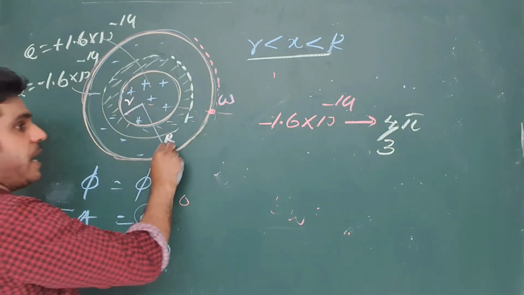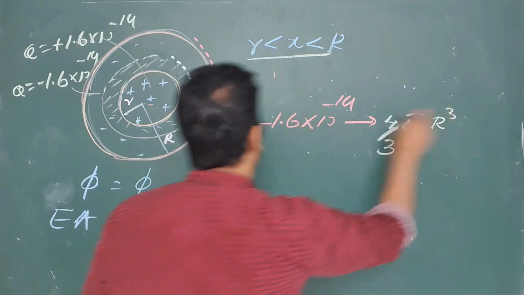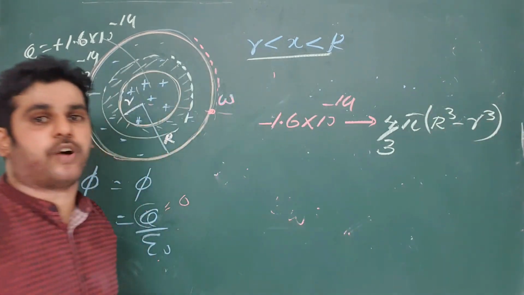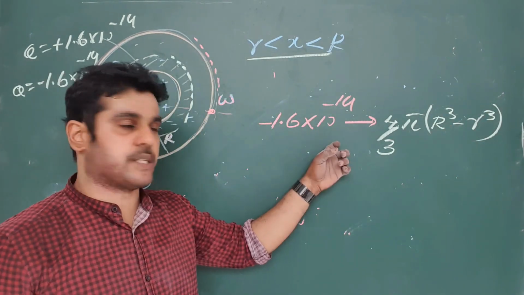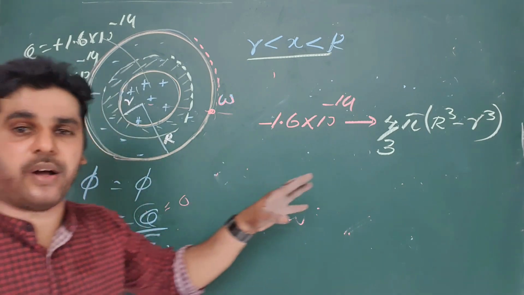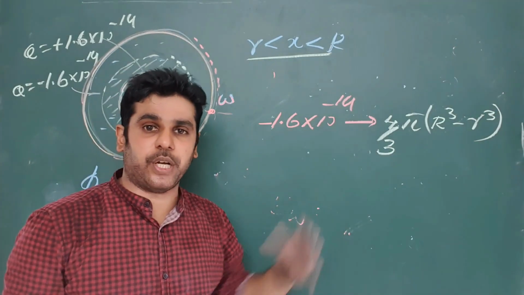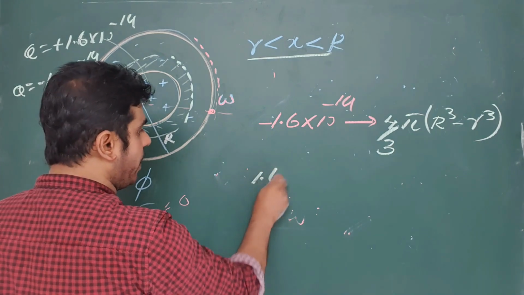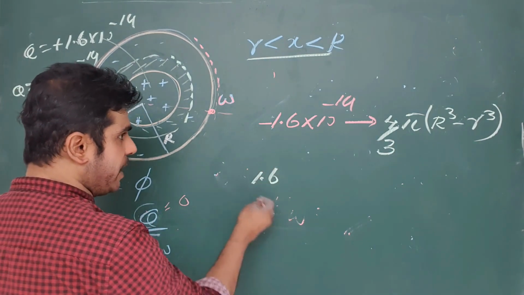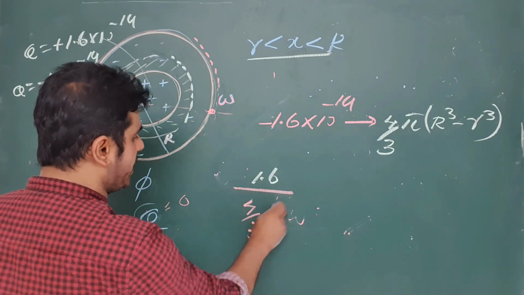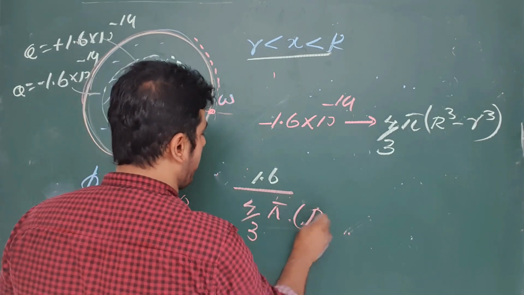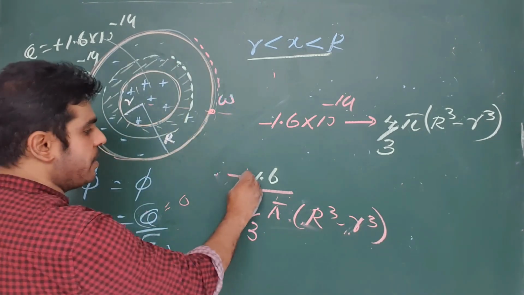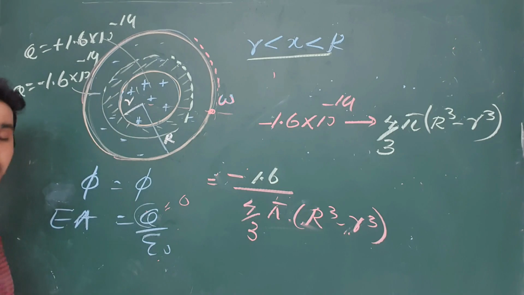Now, from here to there is capital R cube, from here to there is small r cube. Now, this is the relevant volume of negative charge. So first of all, you have to find the charge per unit volume. So your charge per unit volume is 1.6 divided by 4/3 π (capital R cube minus small r cube). Now this is the charge per unit volume.